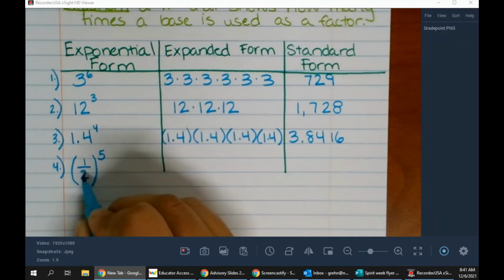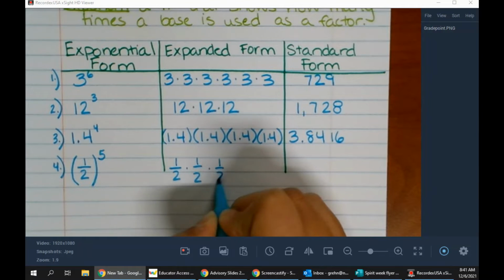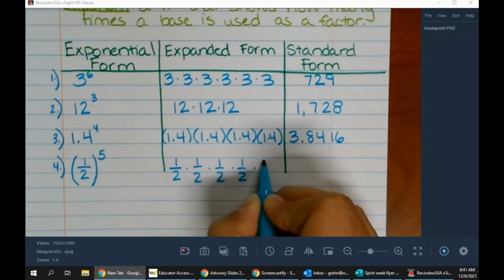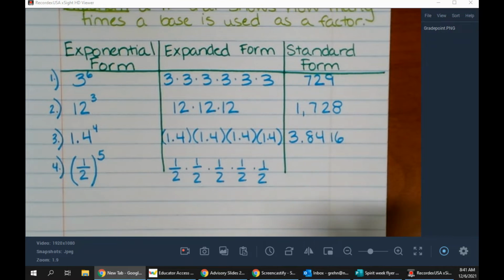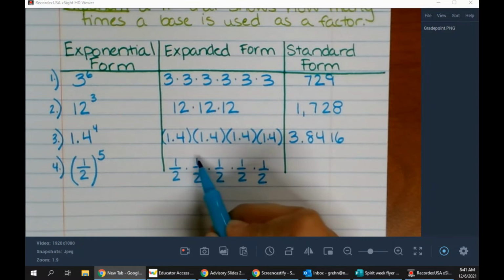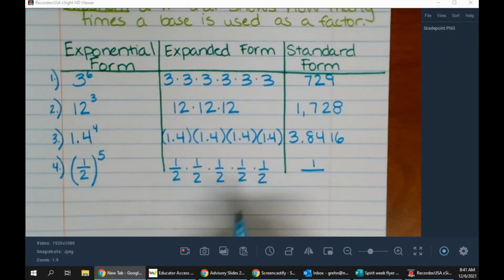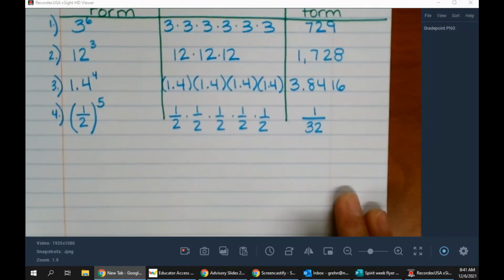So that would tell me here that I'm going to multiply out 1/2 times itself 5 times. So 1, 2, 3, 4, and 5. Now, there's different ways you can do this. One easy way is to just multiply your fractions. So I'm going to multiply my numerators straight across. So 1 times 1 times 1 times 1 times 1, well, that's just 1. And then I'll multiply my denominators. So 2 times 2 is 4. 4 times 2 is 8. 8 times 2 is 16. And 16 times 2 is 32. So 1/2 to the 5th power would give me 1/32.